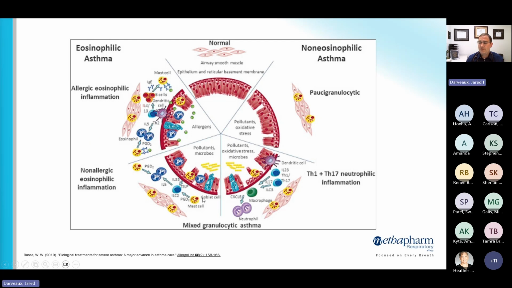On the other hand, you can still have type 2 inflammation even in the absence of allergies. Things like pollution, microbes, and other things that irritate the airway can cause the respiratory epithelium to release a group of cytokines called alarmins. That includes interleukin 33, 25, and TSLP. And when that happens, they can activate these innate lymphoid type 2 cells.